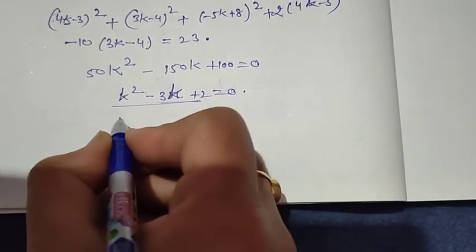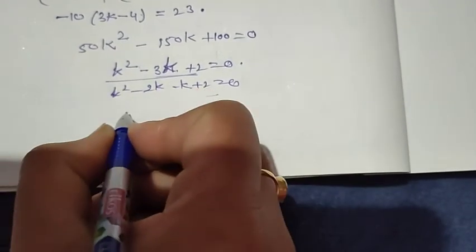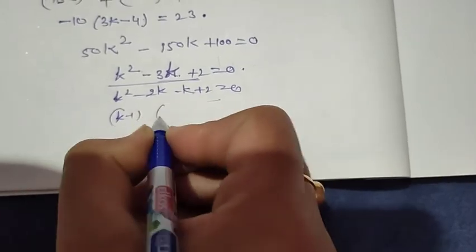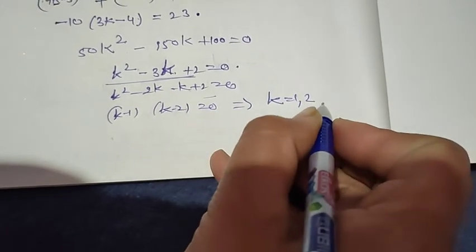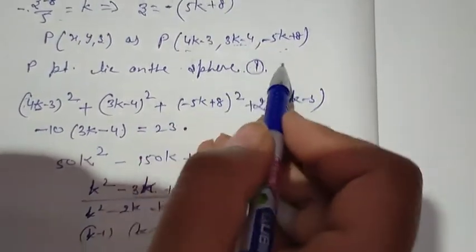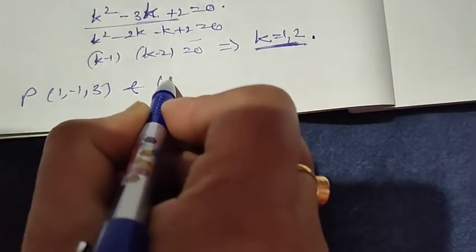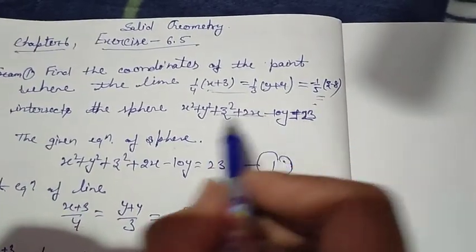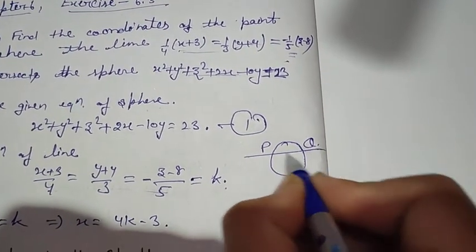After solving, we factor: k² - 2k - k + 2 = 0. The factors of this equation are (k - 1)(k - 2) = 0, which implies k = 1 or 2. Putting these two values of k in the point, we find the points P(1, -1, 3) and Q(5, 2, -2). So this straight line intersects the sphere at two points, P and Q.